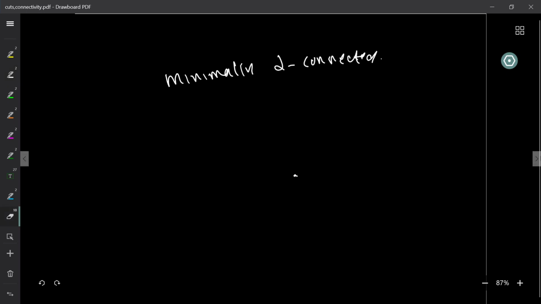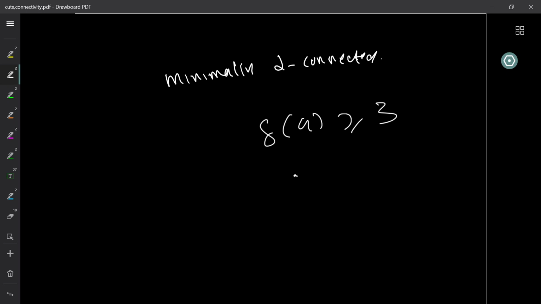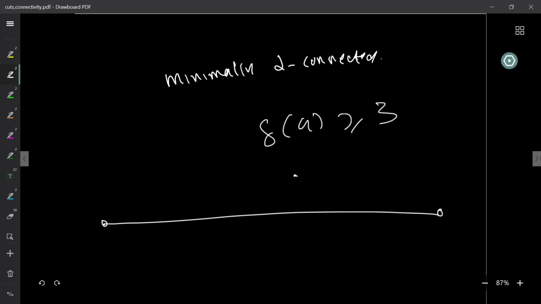Now how do you show that you will always have a chord? We start with the assumption that the minimum degree is at least 3. First of all, if you recall, we can show that if the minimum degree is 2, then it contains a cycle. And what was the argument? One of the easiest arguments is to use maximality.